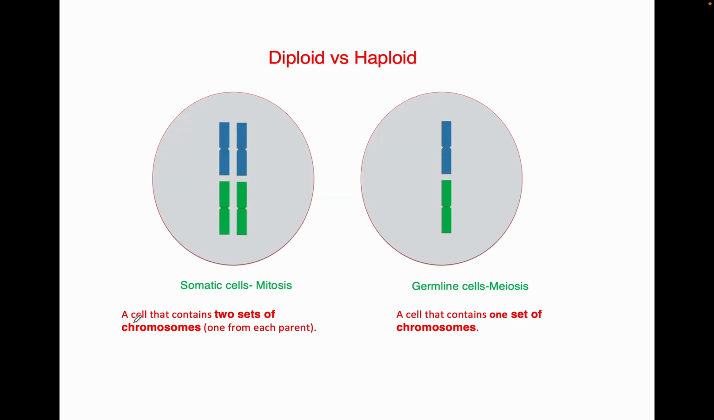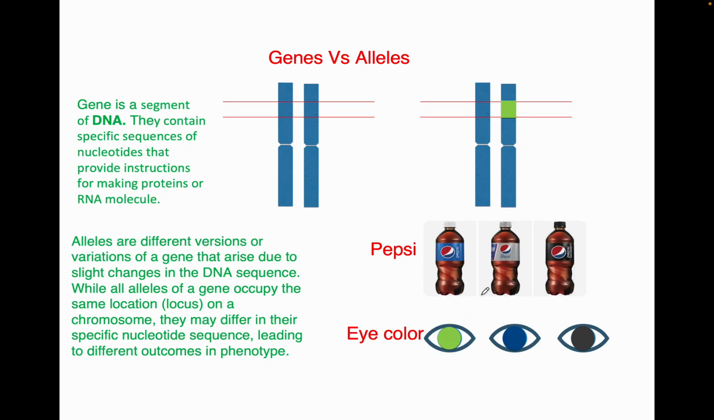Today I'm talking about some of the basic concepts in genetics. The first thing is diploid versus haploid cell. A diploid cell is a cell that contains two sets of chromosomes, one from each parent. These are usually somatic cells, which are produced by the process of mitosis. And haploid cells are those cells that contain one set of chromosomes. They are usually germline cells and they are produced by meiosis.